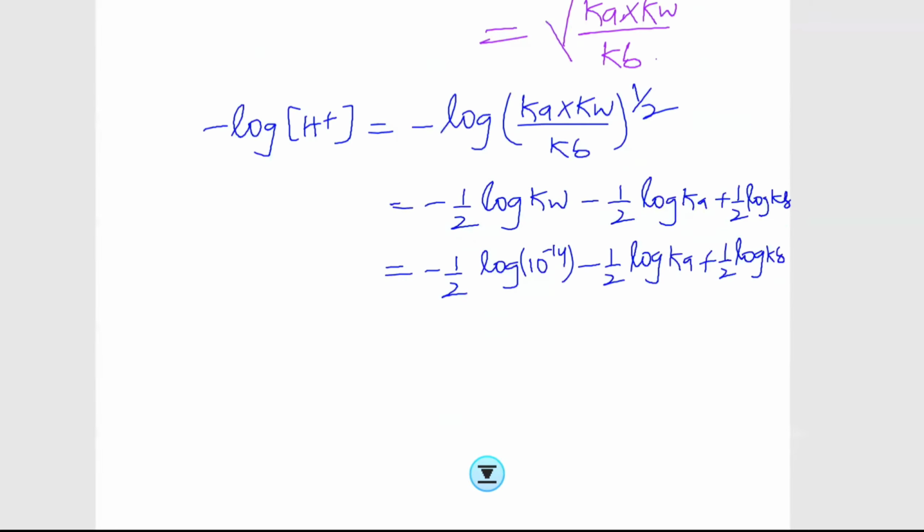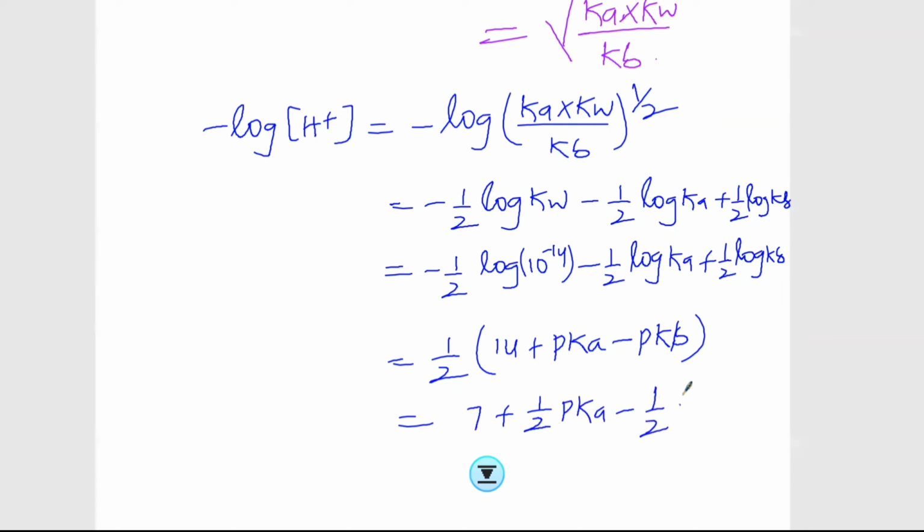Okay, so this can be written as what? So 14, right? So 1 by 2 into 14, minus 1 by 2 log Ka, and antilog of Ka is pKa, so plus pKa I'm writing. And plus 1 by 2 log Kb, if I write pKb, should be minus pKb. This is the value we are going to get. If you solve this one, you are going to get 7 plus 1 by 2 pKa minus 1 by 2 pKb.